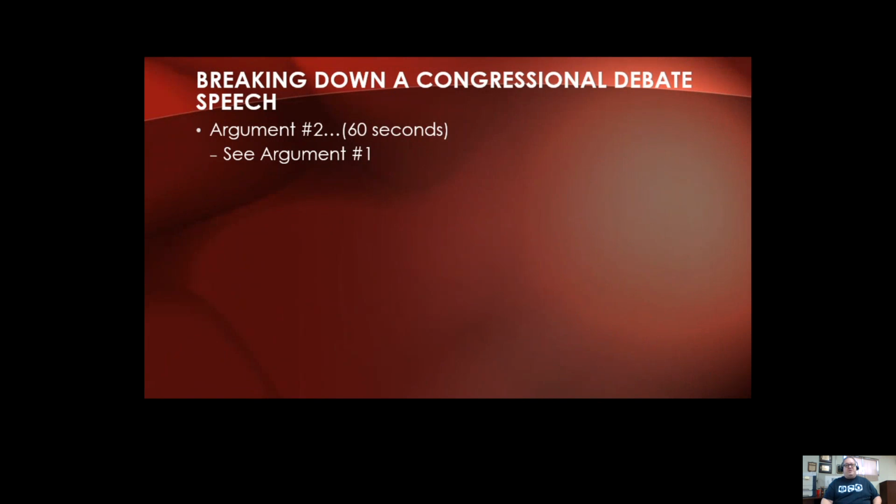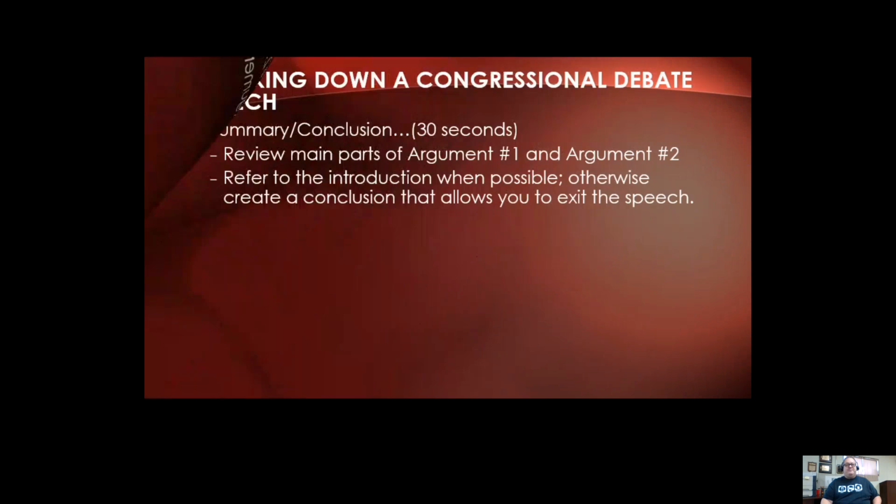The next part of the speech is argument number two, and quite simply, it's exactly the same as argument number one in terms of its qualifications. The next part and the last part is the summary conclusion. This is going to be lasting 30 seconds. You're going to be reviewing the main parts of argument number one and argument number two, and referring to the introduction when possible. Otherwise, you can create a conclusion that allows you to exit the speech.